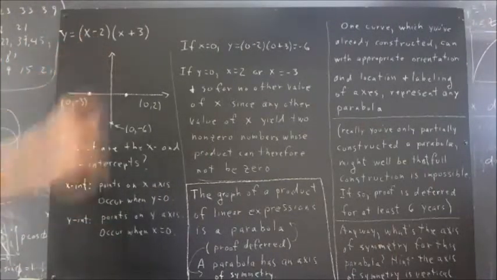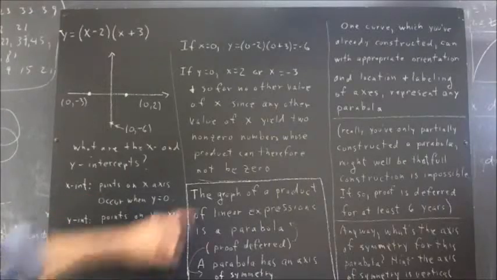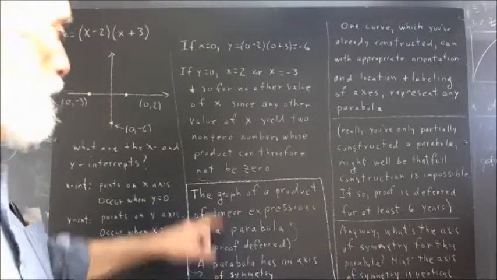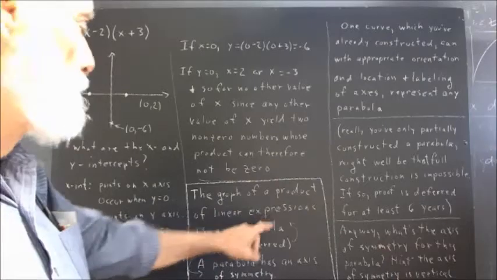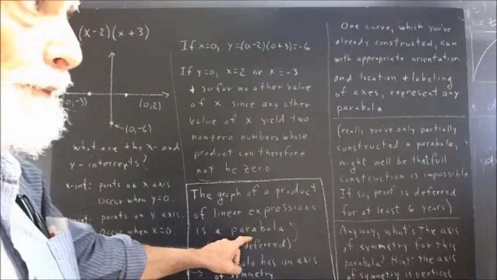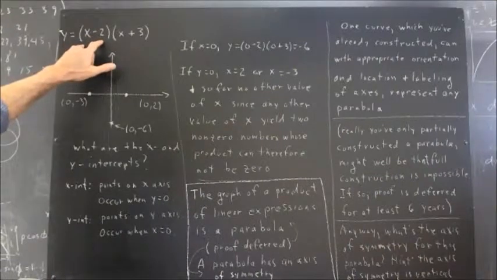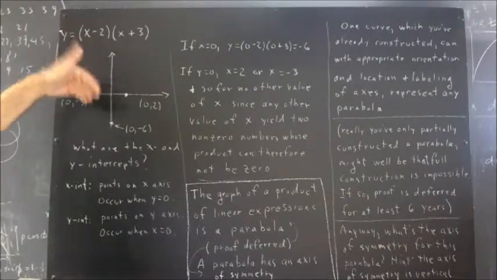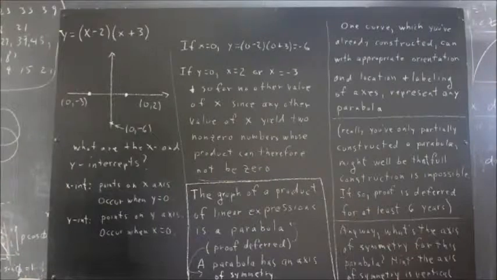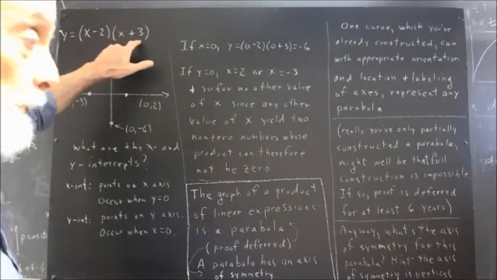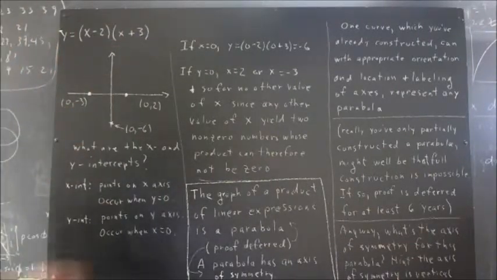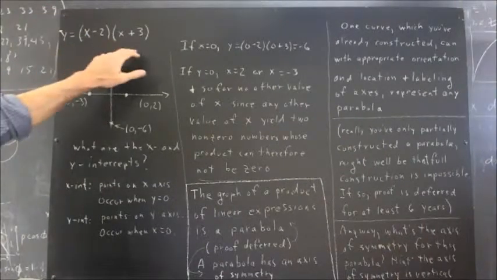Now, I say parabola, so I kind of let it slip, but my next statement is that the graph of a product of linear expressions is a parabola. What I mean by linear expressions: x minus 2 is a linear expression. If you were to graph y equals x minus 2, you'd have a straight line. If you graph y equals x plus 3, you have a straight line. These are what we call linear expressions, but now we're multiplying two of them.